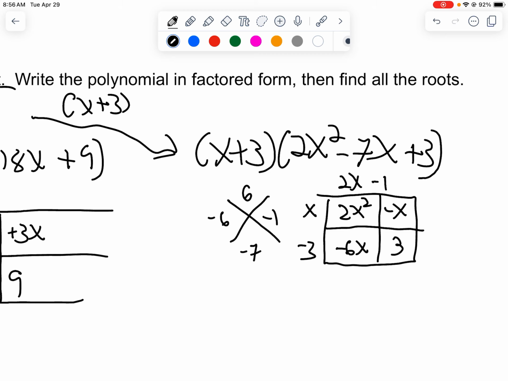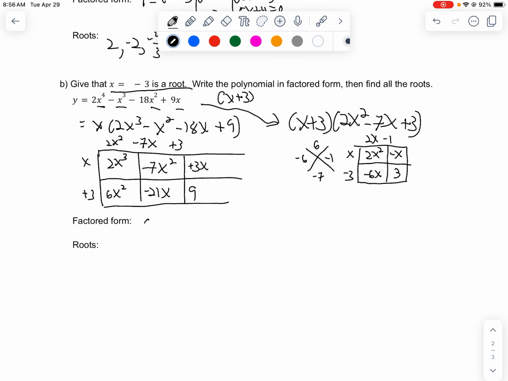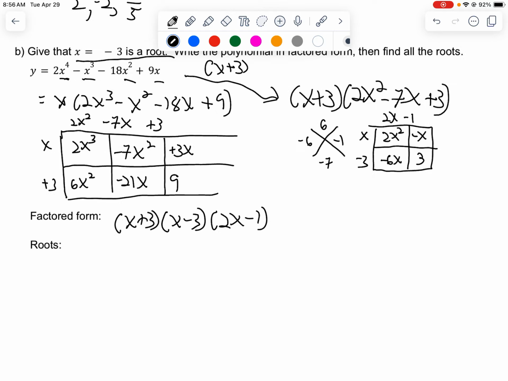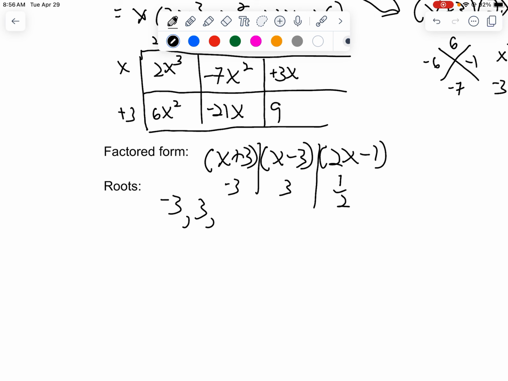So we factored it. So the factor form of the polynomial is going to be x plus 3, x minus 3, and 2x minus 1. The zeros, or the roots, are going to be negative 3, positive 3, and 1/2. And that is your review.